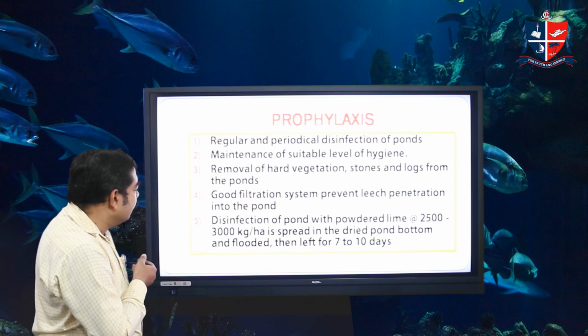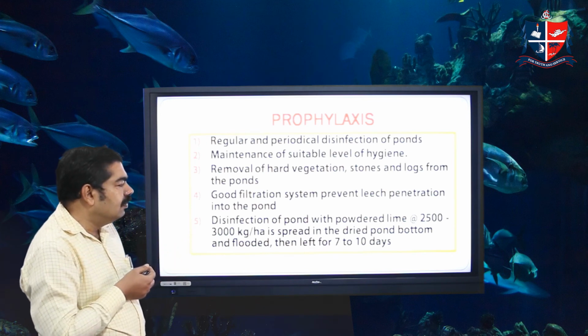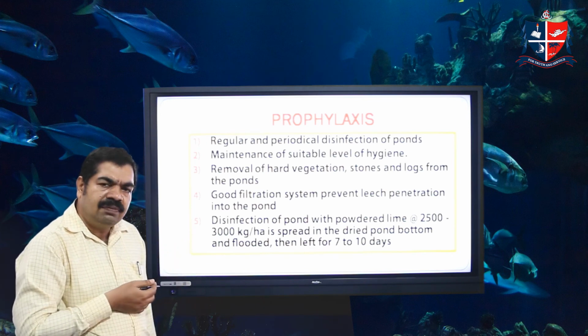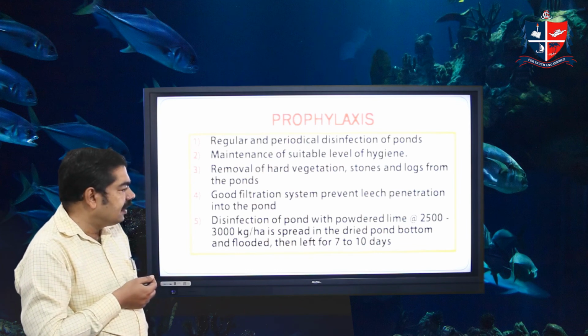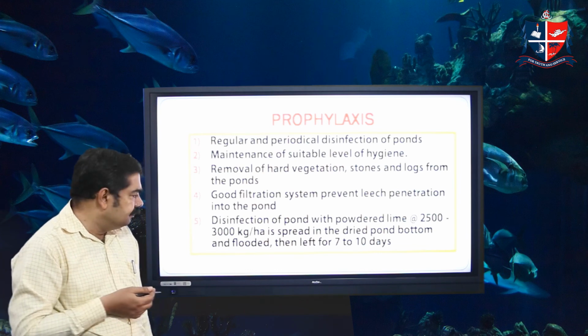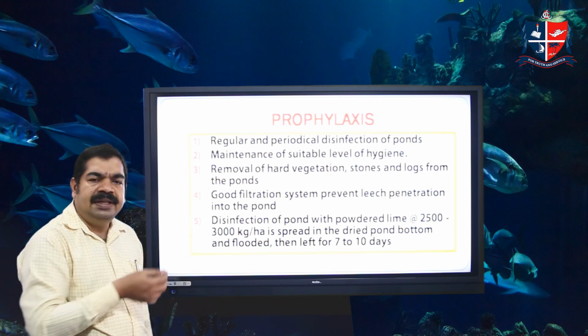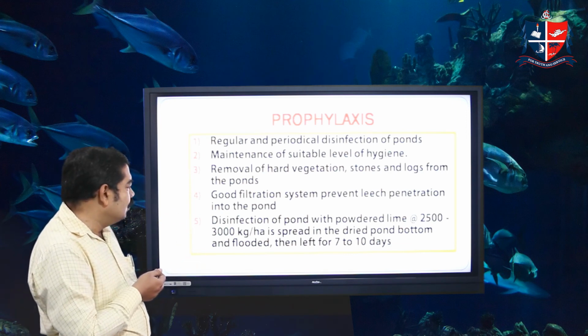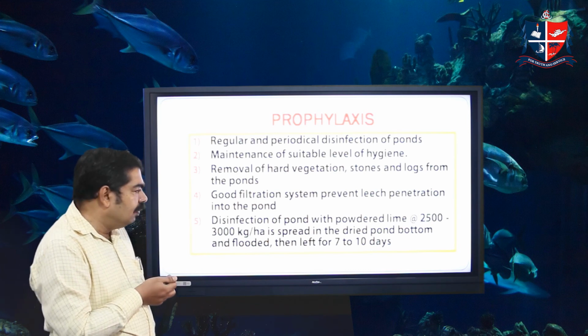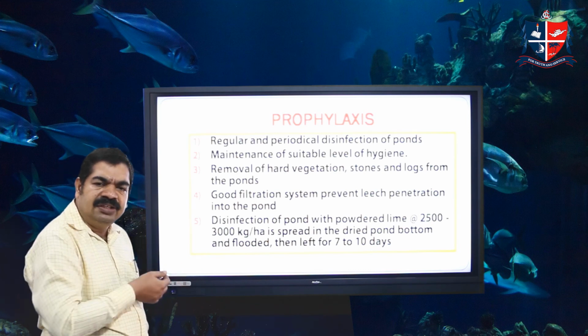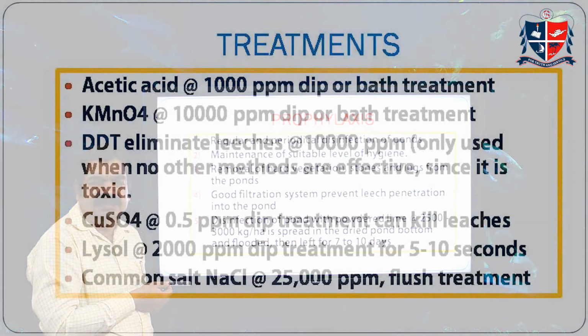Then fifth point, disinfection of the pond with powdered lime at the rate of 2500 to 3000 kg per hectare is spread in the dried pond bottom and flooded, then left for 7 to 10 days. So this is a remedy. We have to treat the pond with powdered lime in the specific concentration in order to remove the parasite.